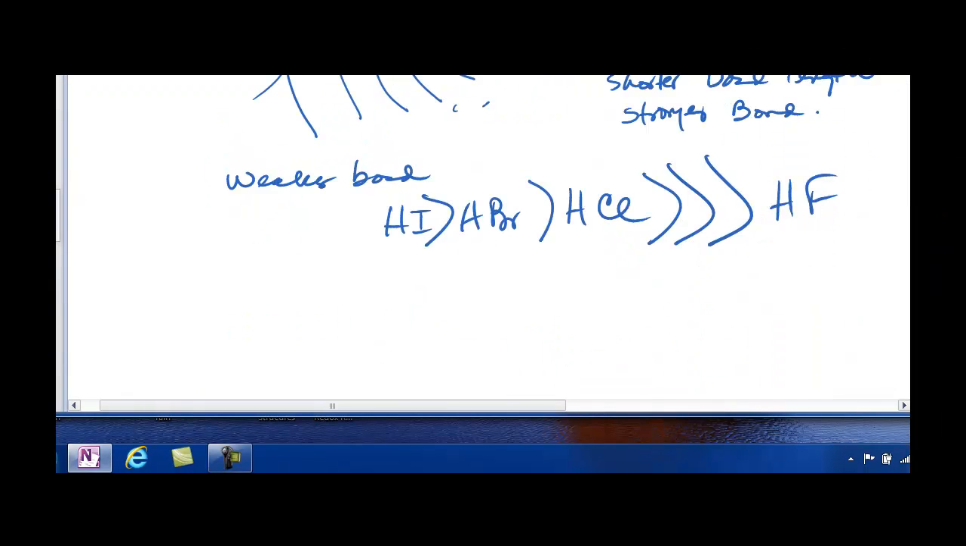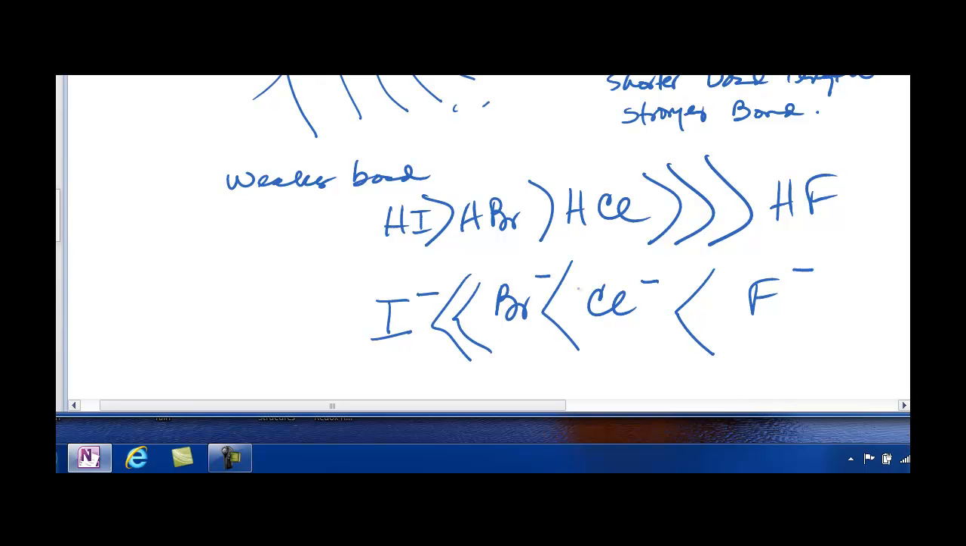So finally, if I ask you the ability of bases, if I make conjugate bases, the conjugate base of HI is I minus, Br minus, Cl minus, F minus. Of these bases, which is the strongest? Strongest, weakest. Much stronger than anybody else. The stronger the acid, the weaker the base. We're going to leave it up to here. And remember, next time we have a test.